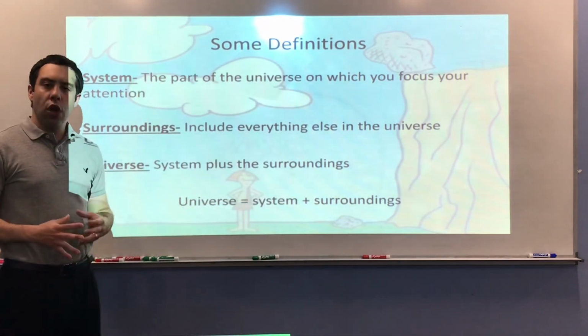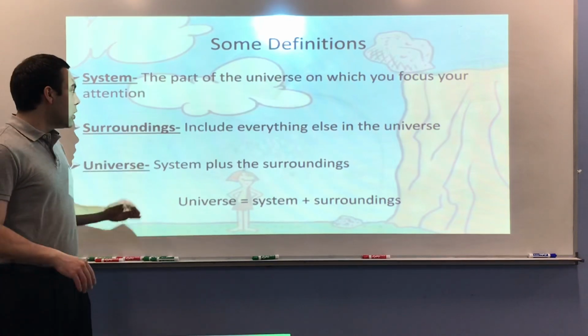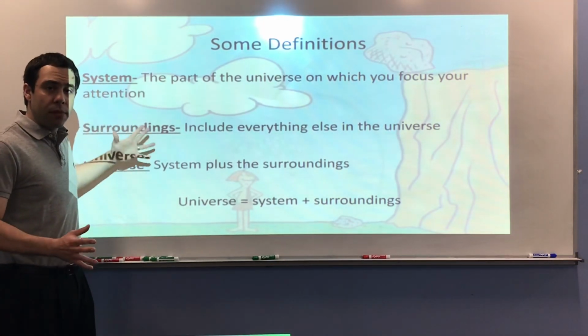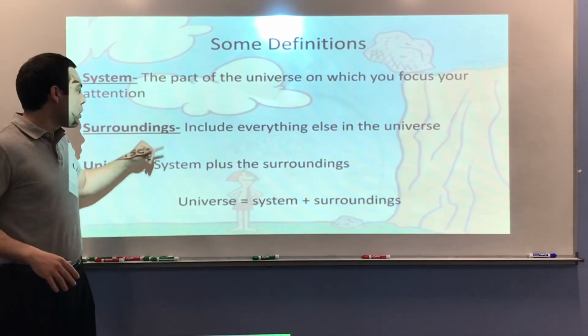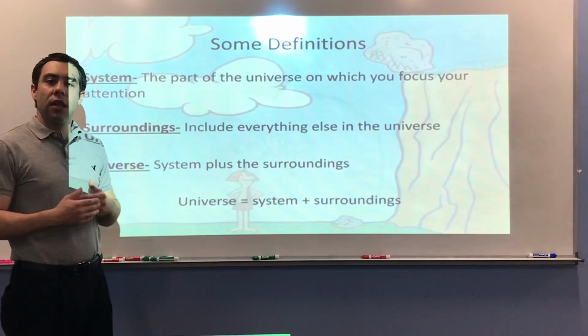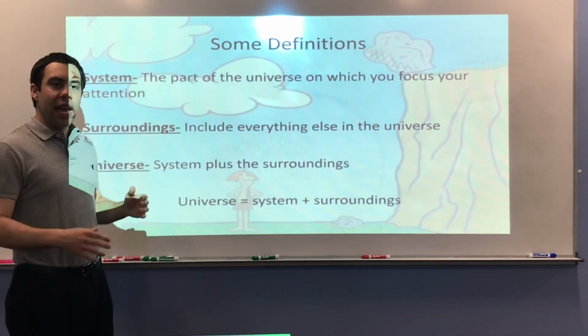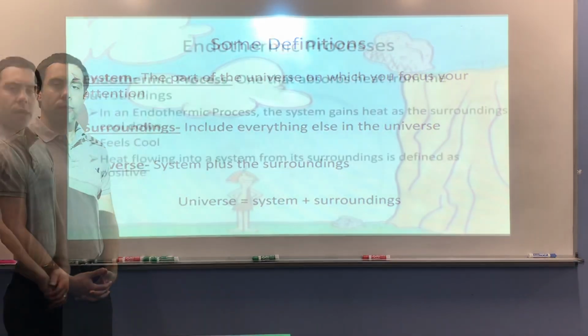Remember, according to the law of conservation of energy, energy cannot be created or destroyed. So, for example, if energy is being lost by the system, if the beaker is creating energy, the energy is being lost to the surroundings. The opposite is true as well. If the system is gaining energy, it is coming from the surroundings, the area around that beaker.